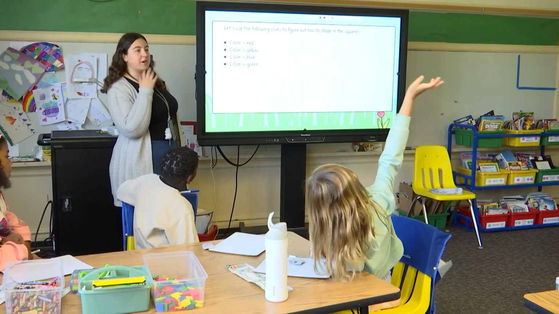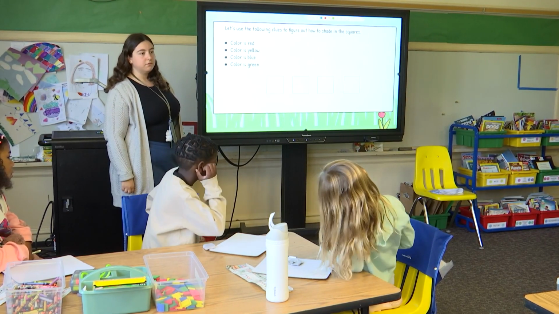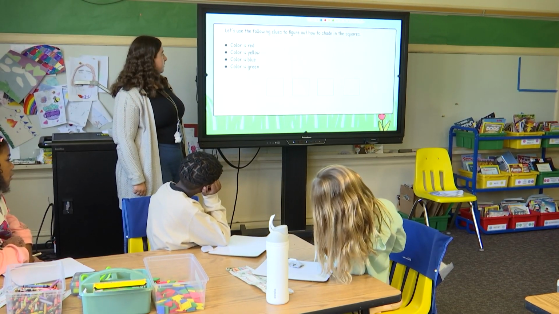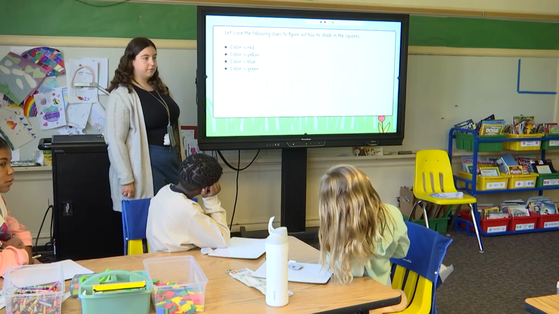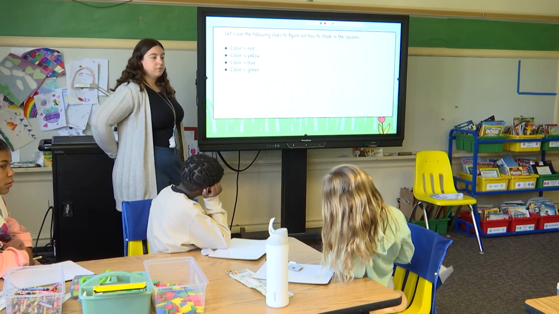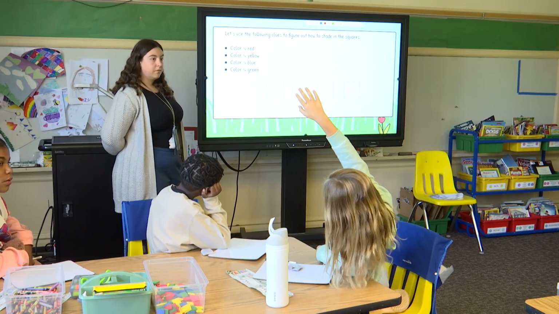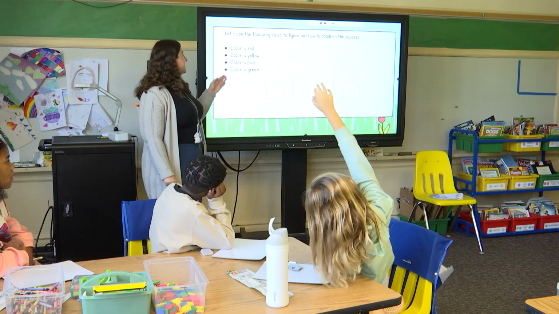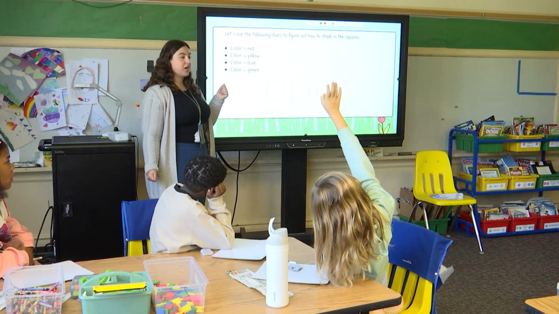What's something you notice, Miko? I noticed that there's a key of some colors, and it says color 1/4 red, color 1/4 yellow, color 1/4 blue, and color 1/4 green. Okay, so Miko read our clues, right? And it's asking us to color 1/4 of each of these a different color.